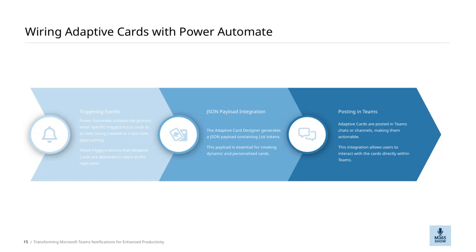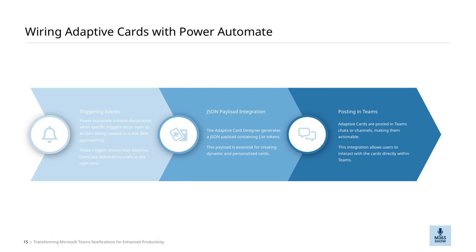Wiring adaptive cards with Power Automate allows us to create more interactive and dynamic notifications within Microsoft Teams. Adaptive cards can be posted directly into chats or channels, making them not just informational, but also actionable. This means users can respond or make decisions right within the card itself, streamlining workflows. The integration part is key here. The Adaptive Card Designer helps us generate a JSON payload, which includes list tokens. These tokens are crucial because they enable the creation of personalized and context-aware cards, enhancing user engagement.